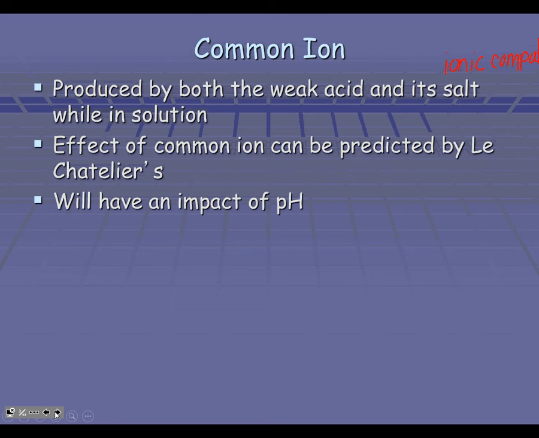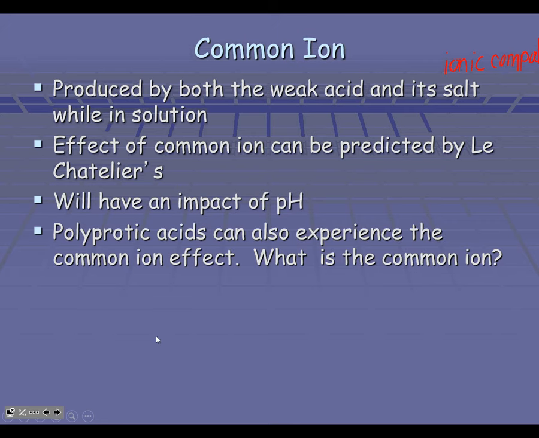Now, the effects of the common ion can be predicted by Le Chatelier's principle. Is it going to shift to the left or is it going to shift to the right based on where it appears in the equilibrium expression? Because it disrupts the equilibrium, that also means it's going to have an impact on our pH as well. And so what we'll be able to do is look at some examples where we have just the acid by itself, for example, acetic acid. And then what happens when we add in the common ion? What happens when we add sodium acetate in? How does that change the pH of our solution?